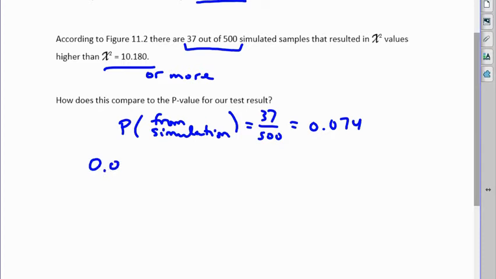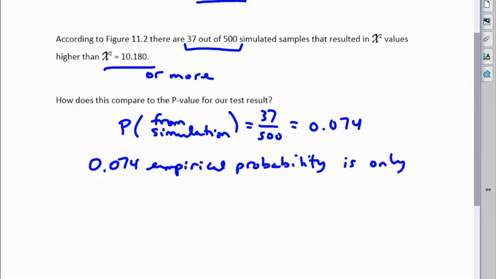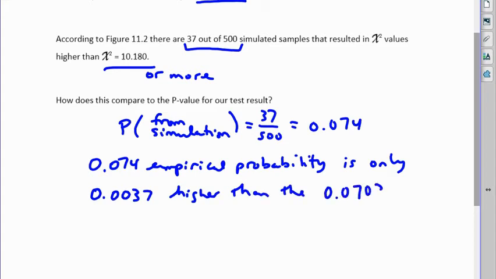So that 0.074 empirical probability of this happening or more extreme is only a very small difference, 0.0037 higher than the 0.0703 from the chi-squared GOF goodness of fit test.